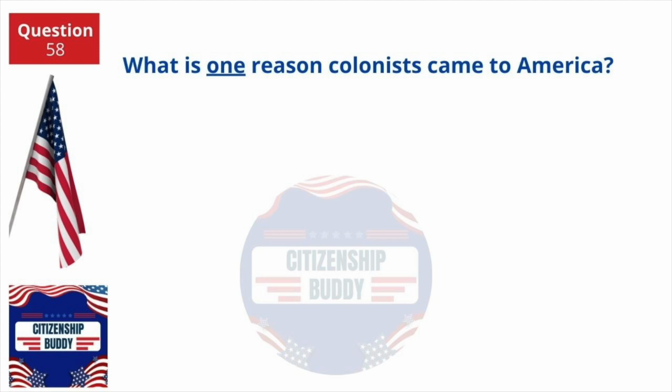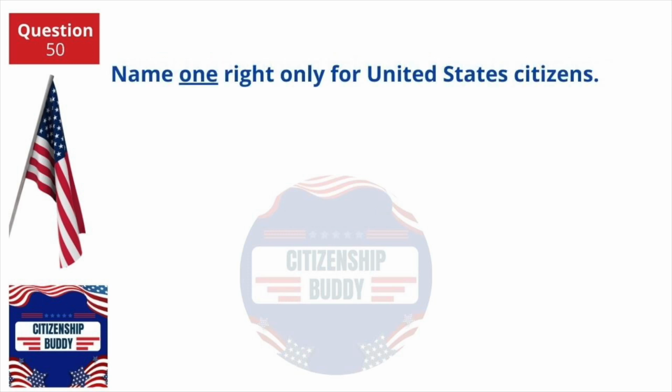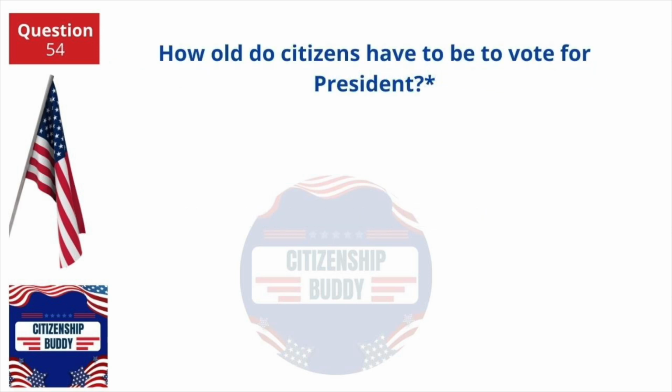What is one reason colonists came to America? Freedom. Name one right, only for United States citizens. Vote in a federal election. How old do citizens have to be to vote for president? 18 and older.